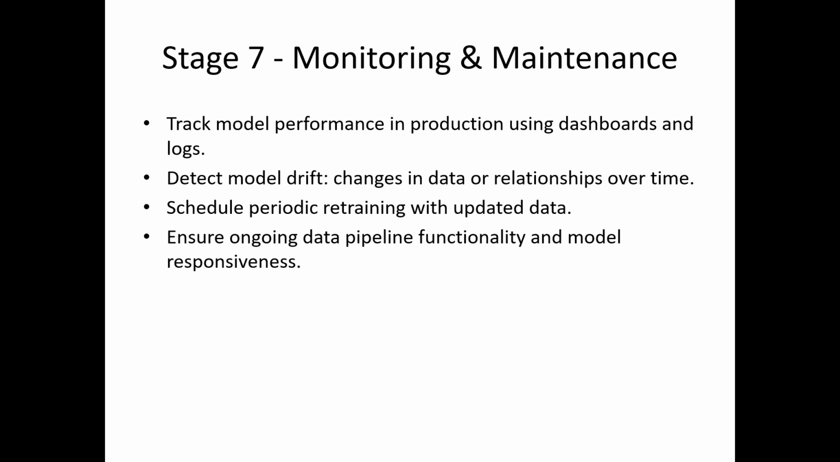Stage 7 ensures monitoring and maintenance of a successfully deployed model, where we are going to track the performance of the model in production using dashboards and logs. Detect model drift. If suppose there are any changes in the model, we have to monitor them. Then schedule periodic retraining with updated data. Finally, ensure ongoing data pipeline functionality and model responsiveness.